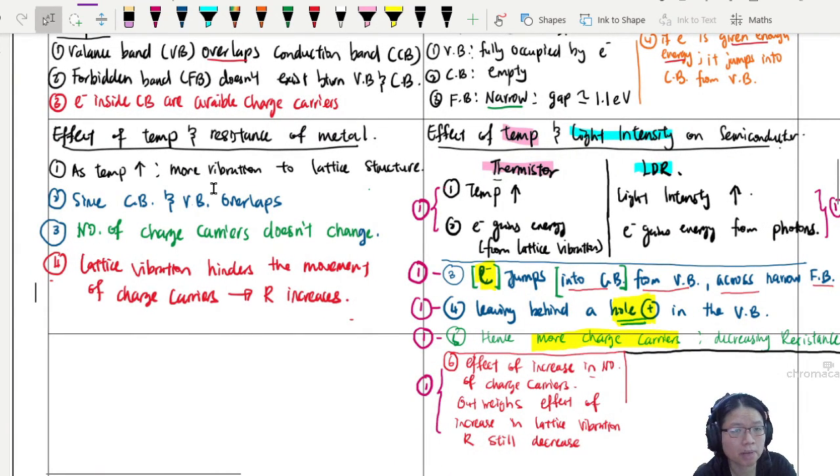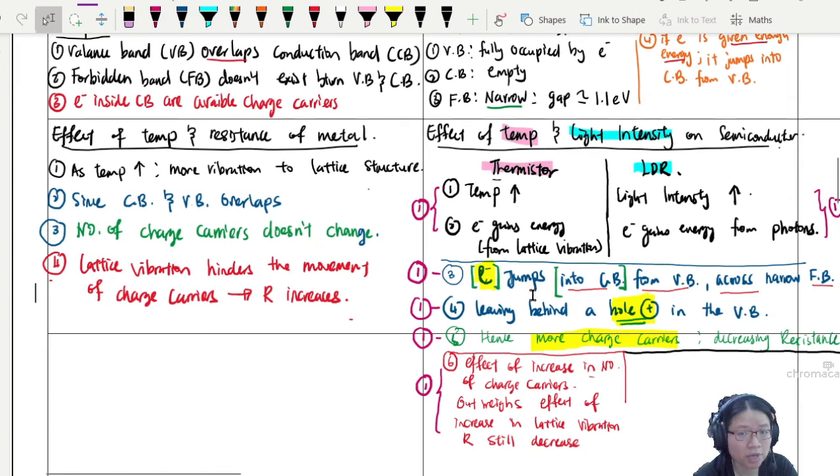So are we talking about overlapping bands or a narrow gap? If there's a narrow gap, there's jumping. What happens during the jumping? And because of this, we have more charge carriers. However, what is the effect on lattice vibration, especially when you increase temperature? If you send in some light, the change in temperature is almost negligible. So we will not talk about that.